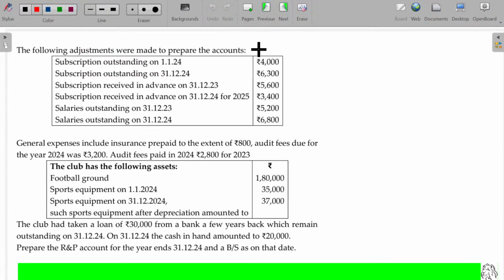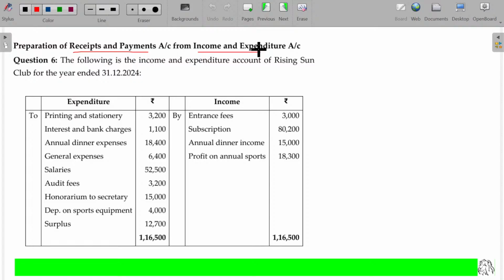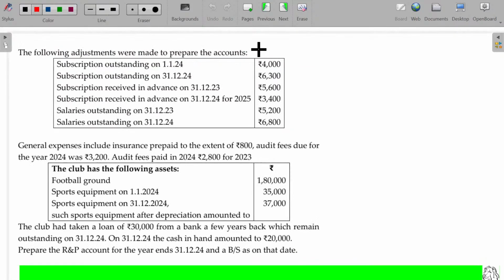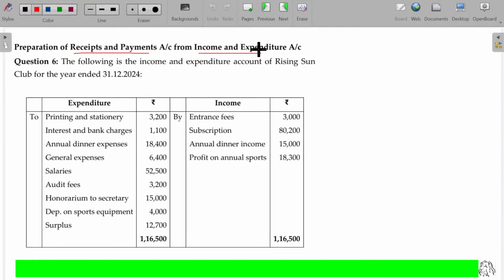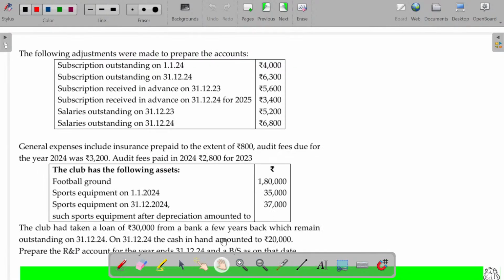So we have been given income and expenditure. All other details are given in adjustment format. If it is given in statement format, it can be posted only once. If it is given in the adjustment, it should be posted twice. Right. Come on, join with me to solve this illustration.